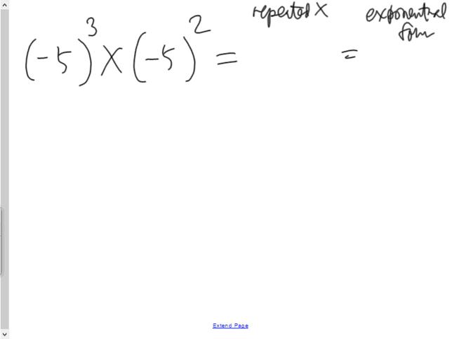Okay, so try that one. And then the other one I'm going to get you to do is, how about 6 to the 10 divided by 6 to the 7? And what's that in repeated multiplication, exponential form? And actually, since it's not going to be that big, why don't you also put the answer in standard form?